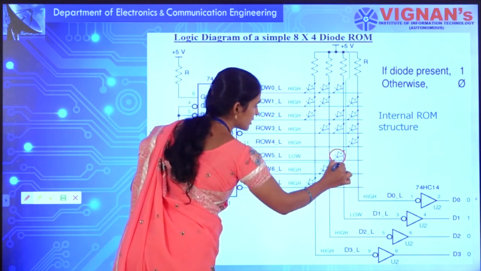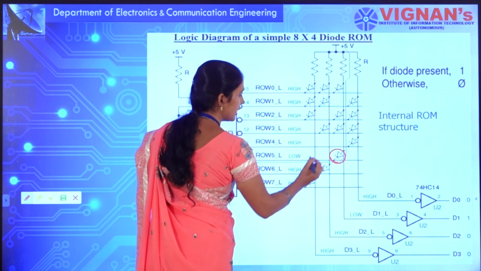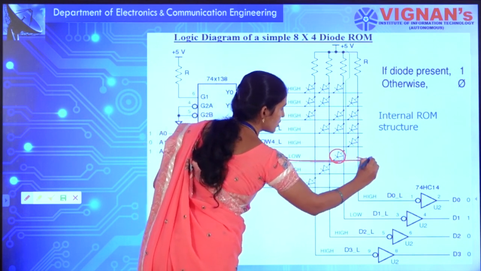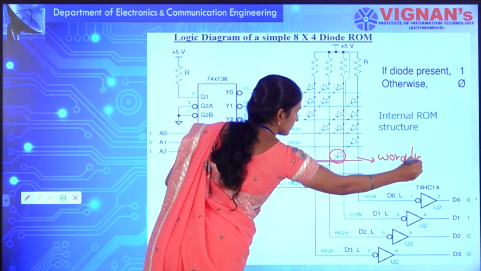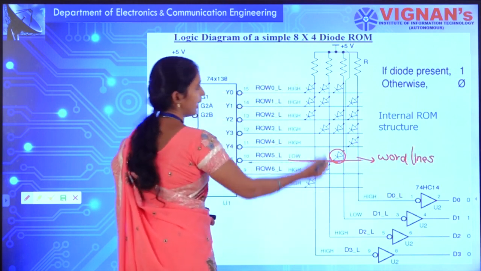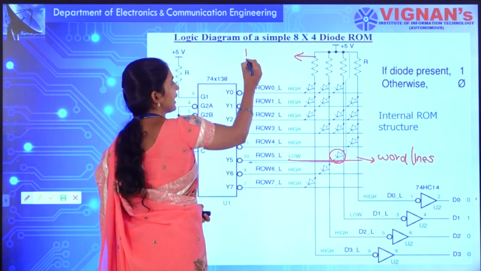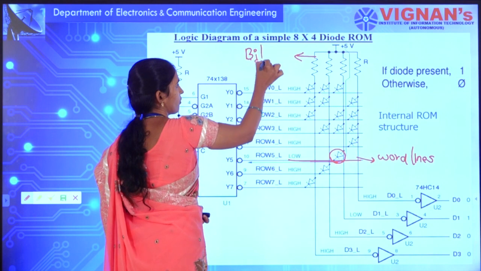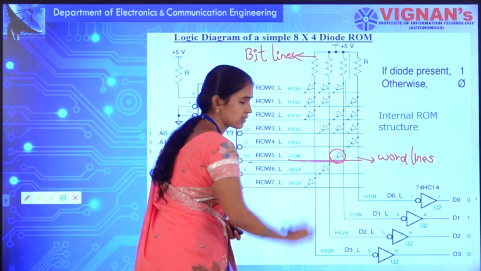As a diode is placed here, if we see, this row is called a word line. These are called word lines, and these are called bit lines. Column lines are called bit lines, and row lines are called word lines.